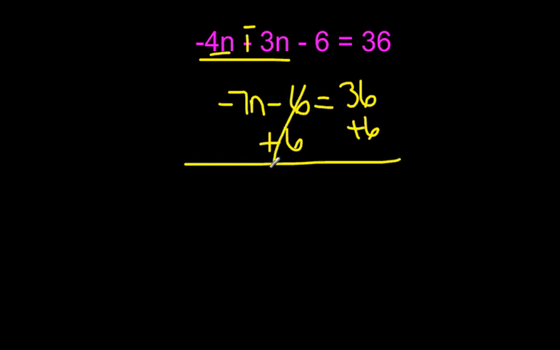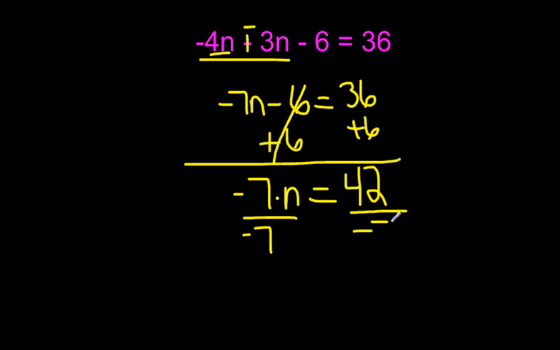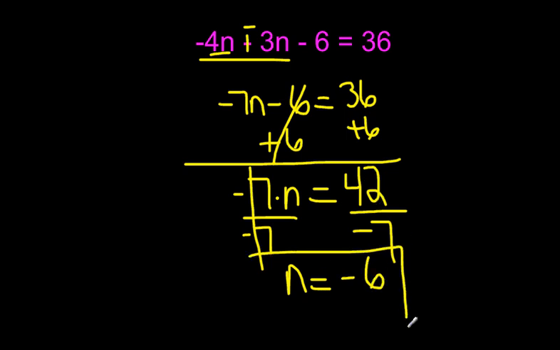-6 plus 6 gives me 0, and I have -7n equals 36 plus 6, which is 42. Now I have a one-step equation. I have multiply by -7. To undo multiplication, I use division. -7 divided by -7 gives me 1. 1 times n is n. 42 divided by -7 gives me a -6. This, my friends, is the solution to my equation, and now I'm going to check my work.